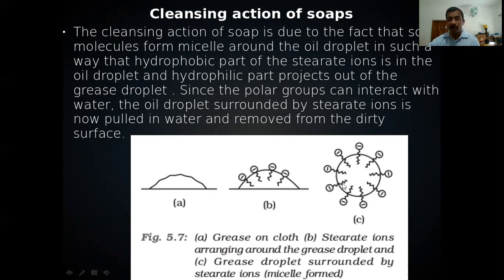When you wash it with water, what happens? This polar part will dissolve in water and move along with the water. So this grease also will be detached. So it is the cleansing action of soap.